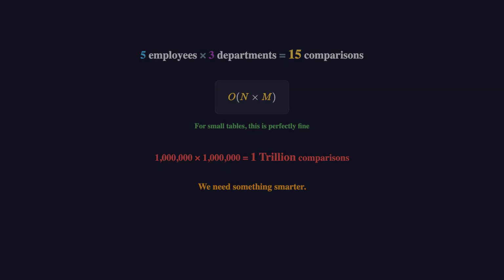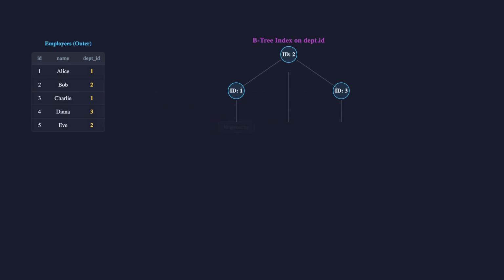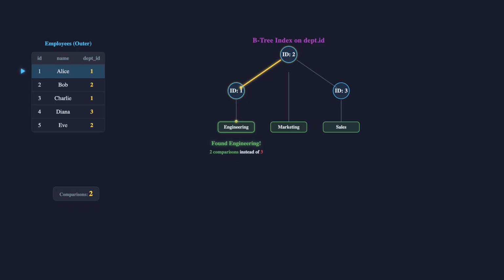We need something smarter. What if instead of scanning the entire inner table every time, we could jump directly to the matching row? That's exactly what an index gives us. If the departments table has a B-tree index on its ID column, we don't need to check every row. We traverse the tree. Start at the root, go left or right based on comparisons, and land on the exact row we need in just 2 or 3 steps. Watch the difference. Alice has department ID 1. Instead of scanning all 3 departments, we traverse the B-tree. Root, left child, leaf. Found engineering in just 2 comparisons instead of 3. Bob, department ID 2. Root, right child, leaf. Found marketing. 2 comparisons again.